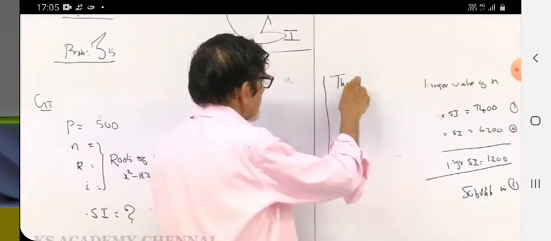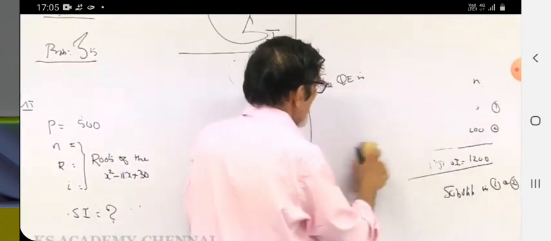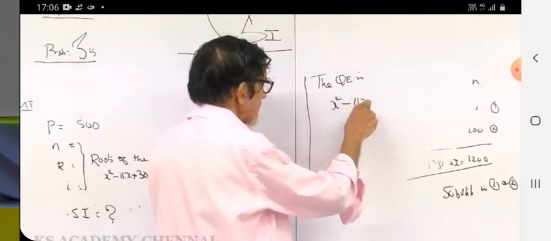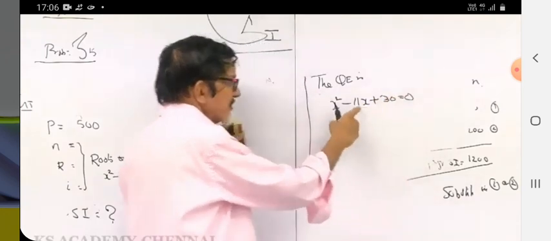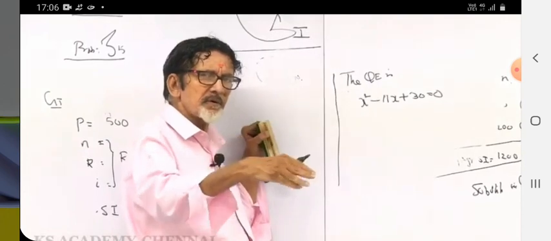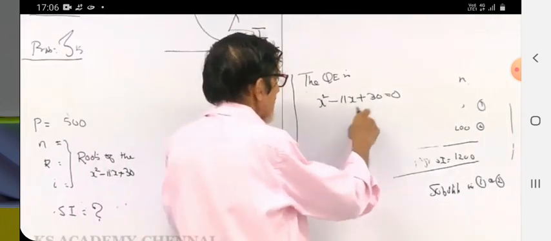The quadratic equation is x squared minus 11x plus 30 is equal to 0. That is also not clearly given. This is the correct way of writing the quadratic equation. In the book, a double equal to sign is given. This is correct. How to solve the quadratic equation?